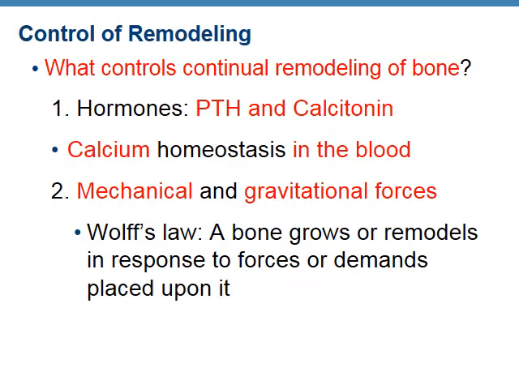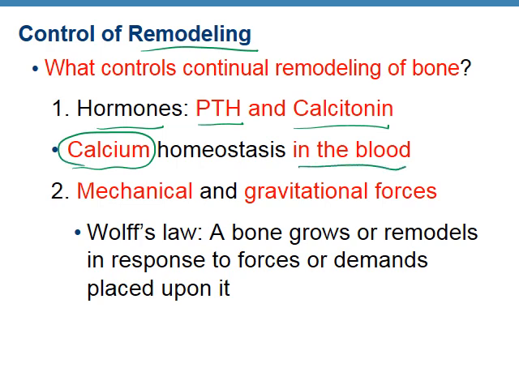So what controls the remodeling? We have hormones, parathyroid hormone and calcitonin. We have to monitor calcium in the blood, and I'll talk about why in just a moment. But the second item that controls remodeling is stress. So there's Wolff's Law that says bone grows or remodels in response to forces or demands placed upon it.